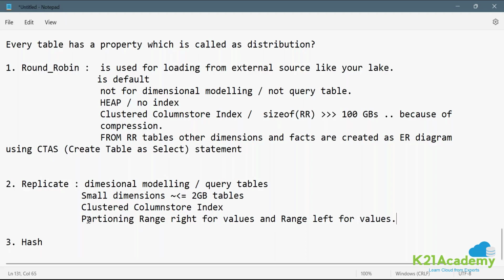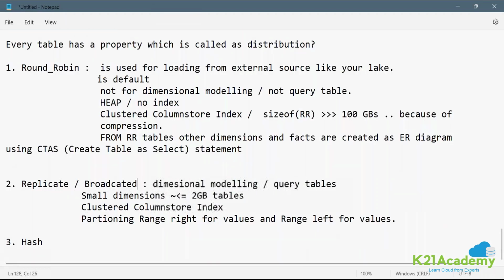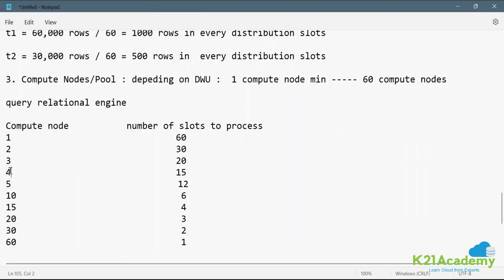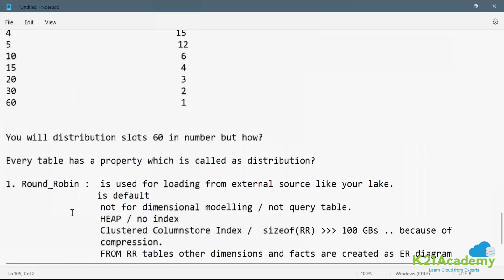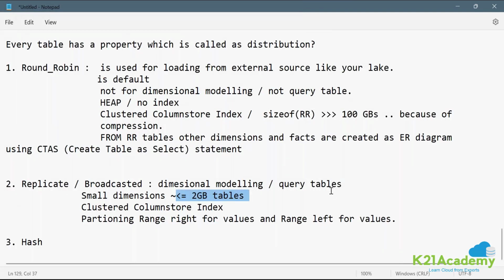What we mean by replicate is, because the table is very small, it will be replicated, or you also say it in some other terms, broadcasted. Replicated or broadcasted to all the compute nodes. Each copy of the table will be given to everyone. Replicate, because the table is small.